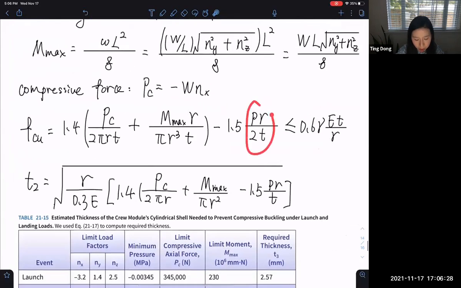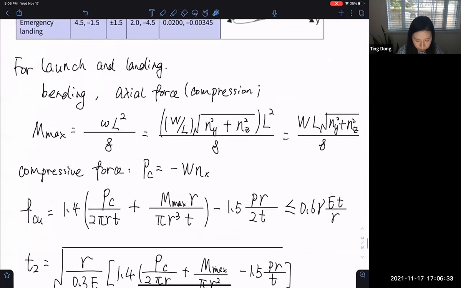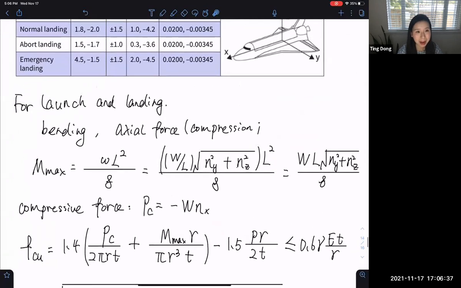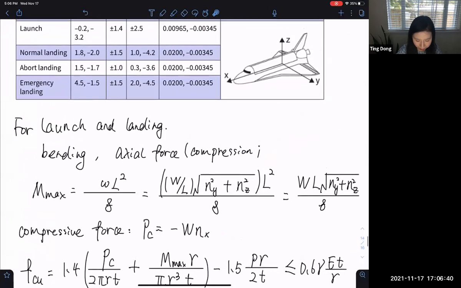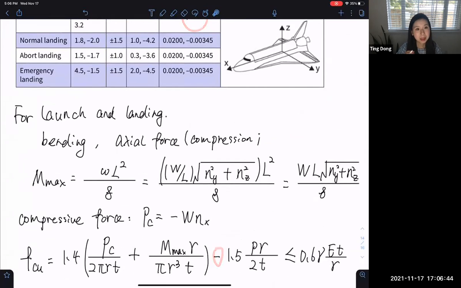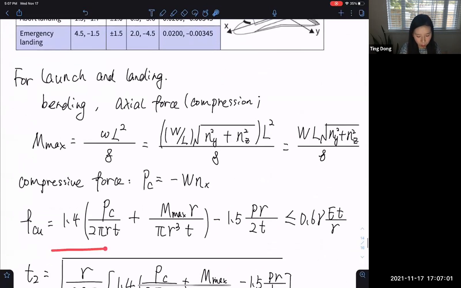So it's the PR over 2T. And you can pretty much ignore the sign here, because when you calculate, you add all of them together. But this one, they use a negative sign because the P has a negative value. So they put the negative value here. Basically, you should understand it as a compressive stress caused by bending, compressive stress caused by normal force, and compressive stress caused by the internal pressure. Here is a negative internal pressure. So we add all three of them together.